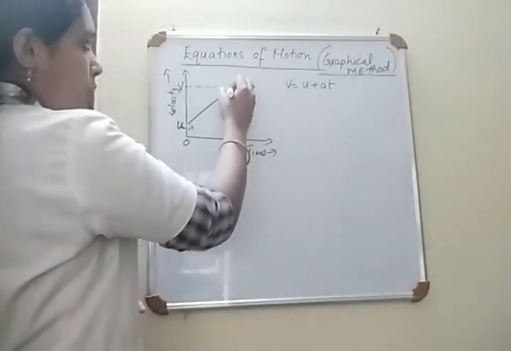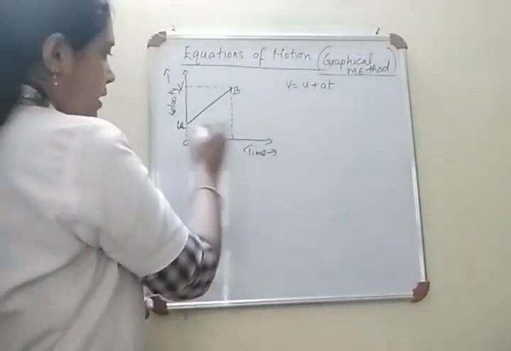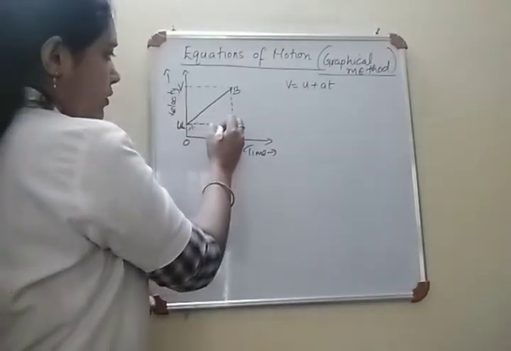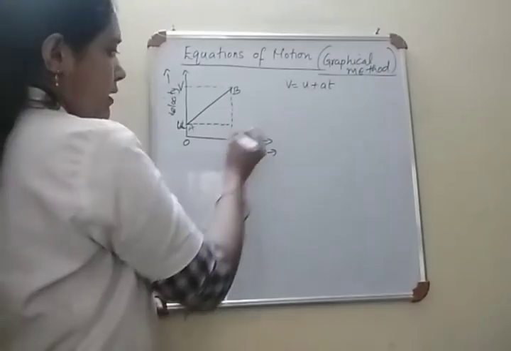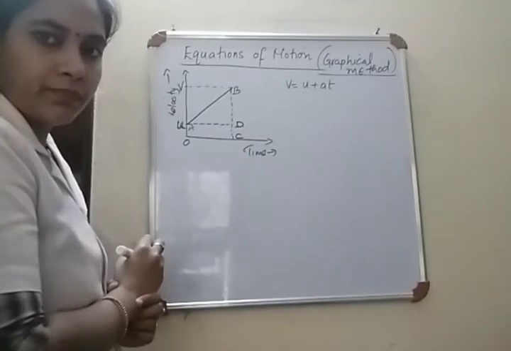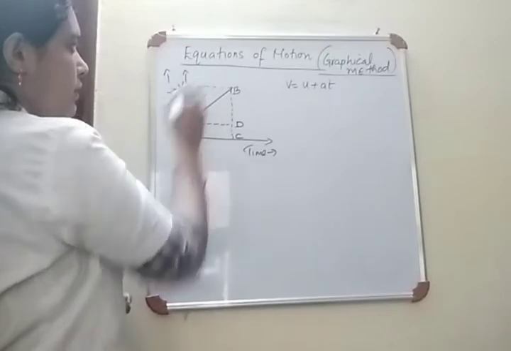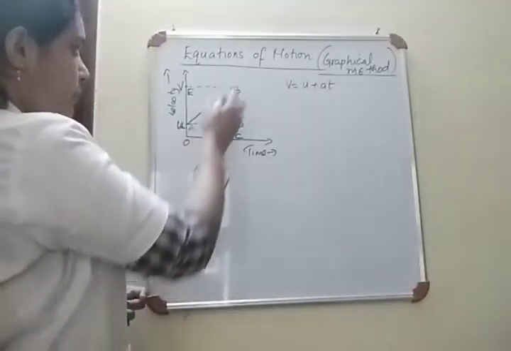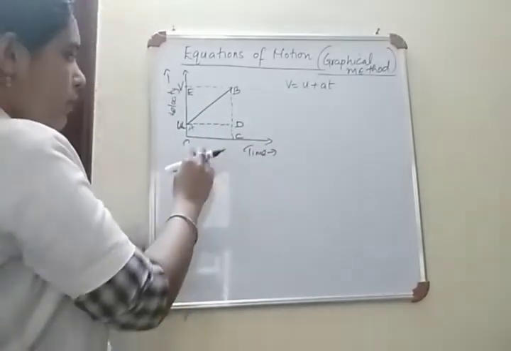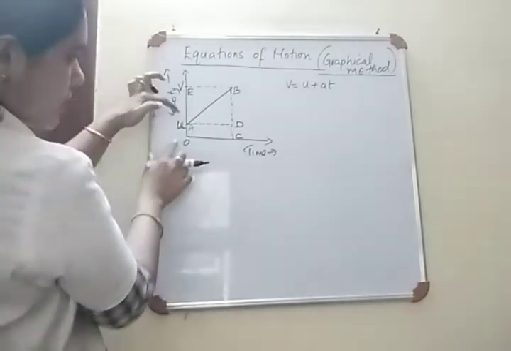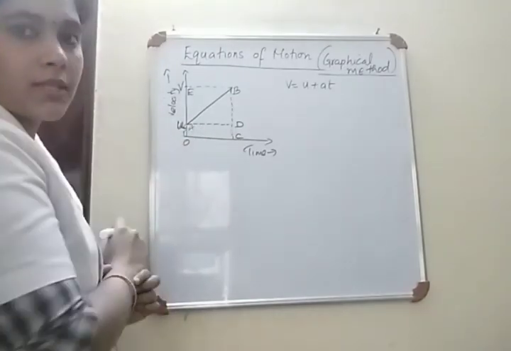From B, draw one normal towards the time axis, and from A also draw one normal towards this line. Then let this point be C, let this point be D. And here we also have one more point, let that point be E. So we have different points A, B, C, D and E. Now, OA, right? So this OA is equal to our initial velocity u.